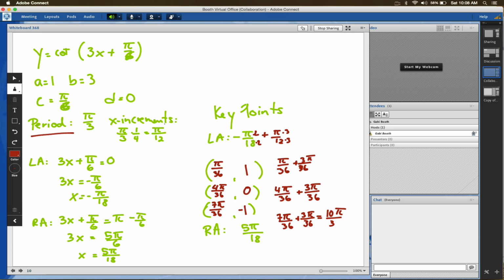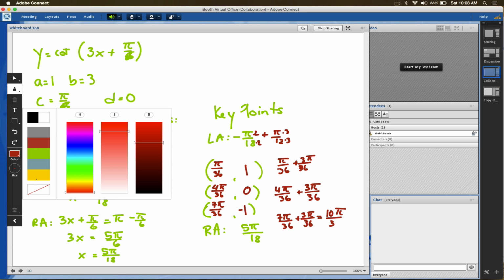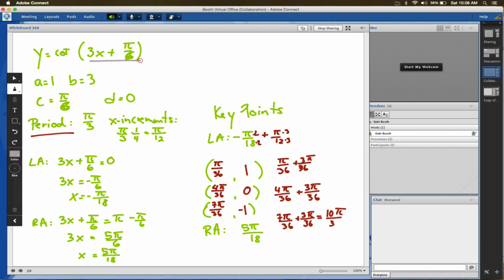The x increments, so you can plot your correct points: pi over 3 times 1/4 is pi over 12. For the left asymptote, you set whatever's inside the parentheses, the phase shift, equal to 0, because that's where the cotangent is undefined. So 3x plus pi over 6 equals 0. You solve for x and you get negative pi over 18. Bring the pi over 6 over and then divide by 3.